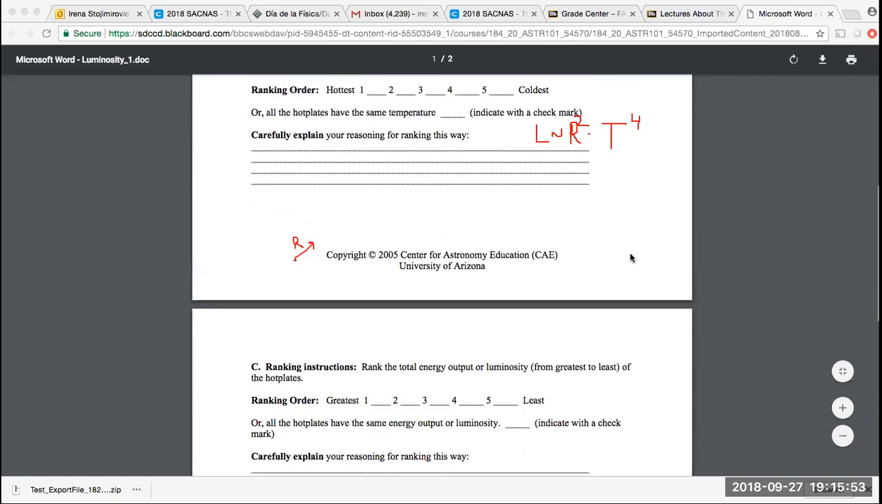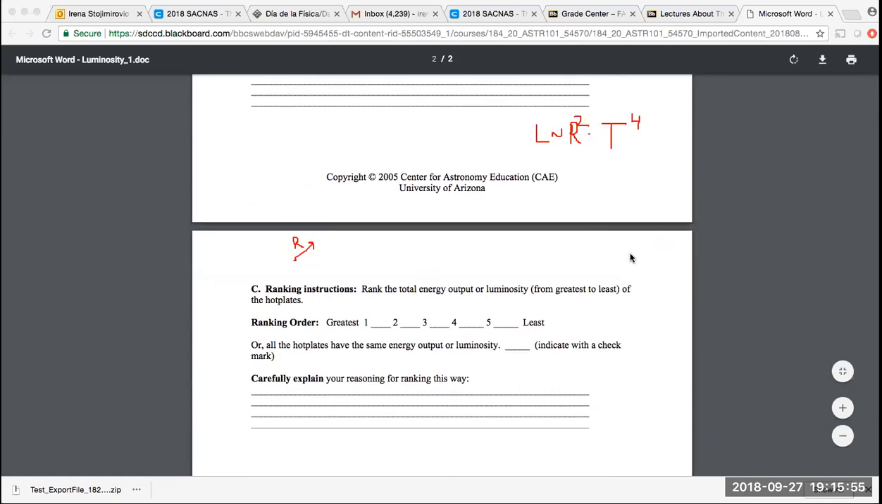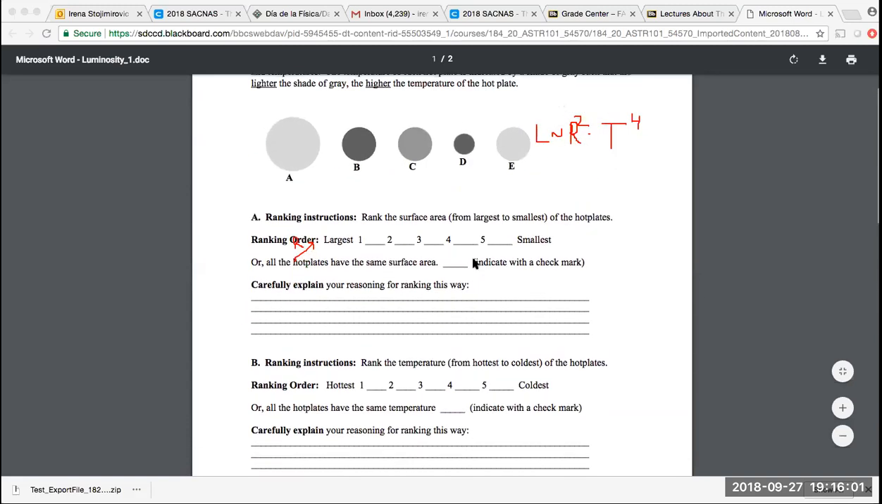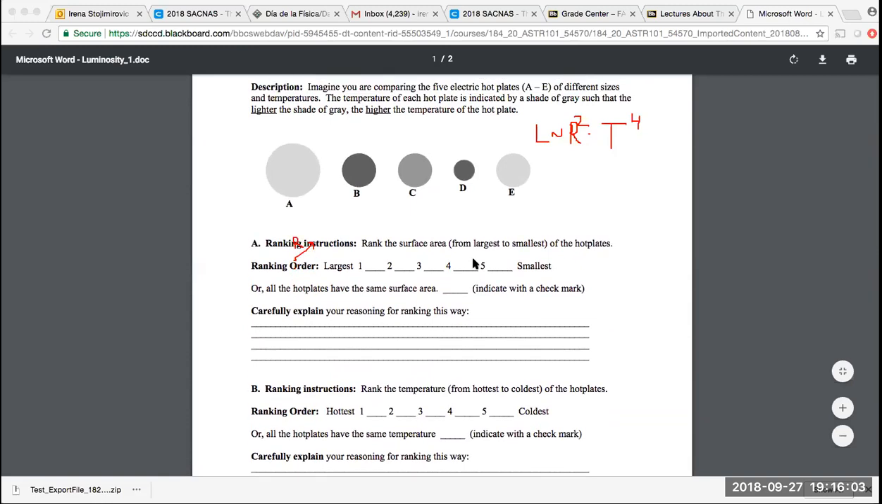Then about the C, what do you say about the C? So the C is now ranked the total energy output or luminosity from greatest to least. I'm going to go back to the picture. Which ones give you the most energy? A, E. Because why A? They're the hottest.